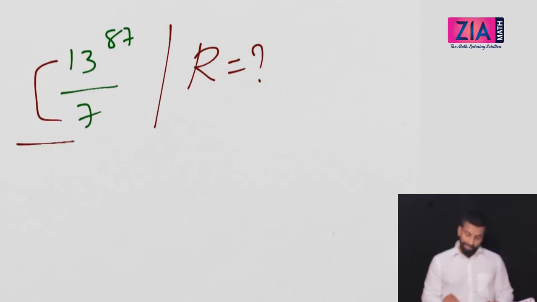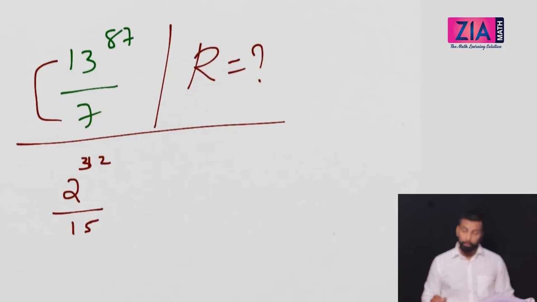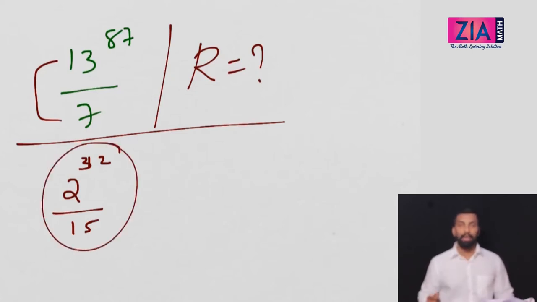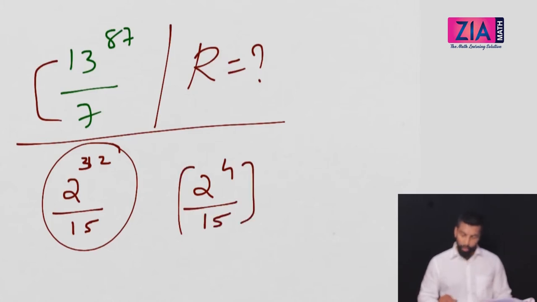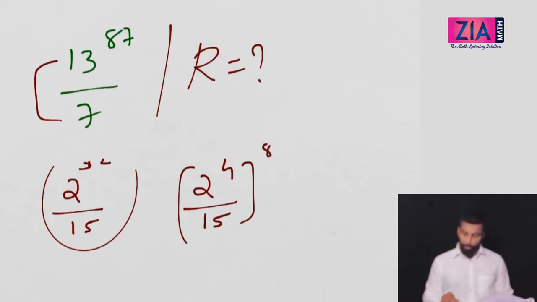Now let's go for a quick recap of what we have done earlier. If you were getting questions like 2 raised to 32 divided by 15, what do you do? You rearrange it in such a way that you get minus 1 or plus 1 as the remainder. 2 raised to 4 divided by 15, you get 1 as the remainder, then 8. Then you will get the answer, right? The same method you are going to use here also.